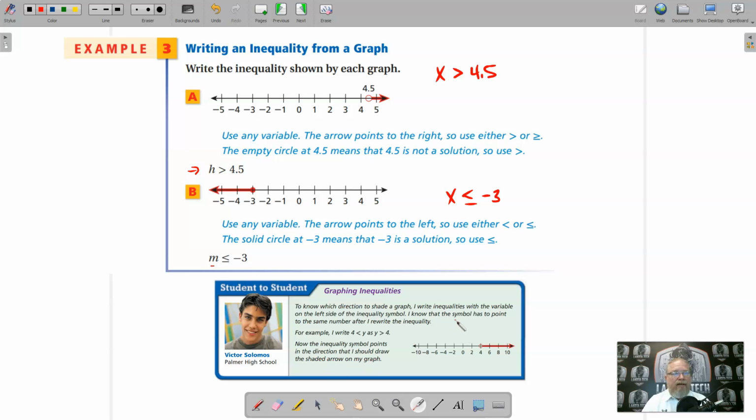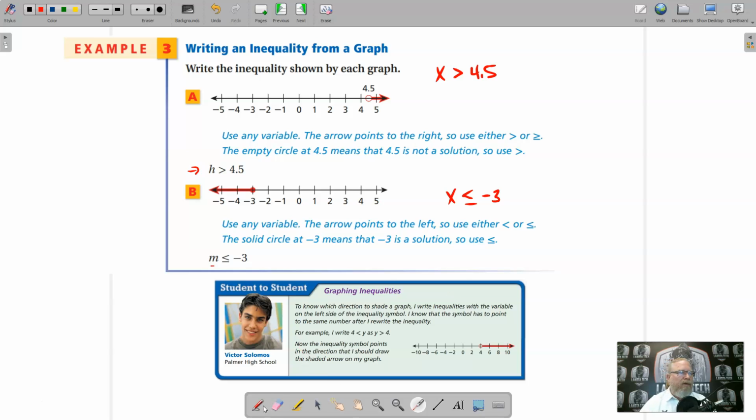So I always encourage my students, later on we'll get into solving inequalities, a lot like solving linear equations, not much different. There's a few extra rules we'll throw in there. But once you get it solved, if your variable is on the right side of the inequality, flip it around, and then that way the arrow tells you which way the graph should go.